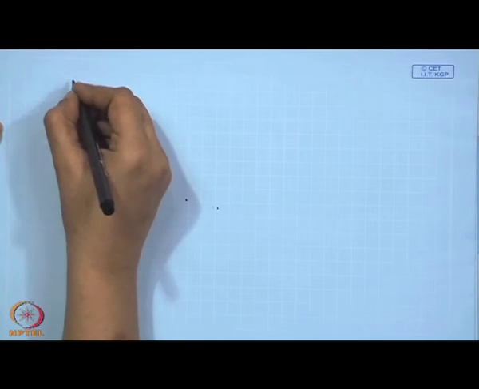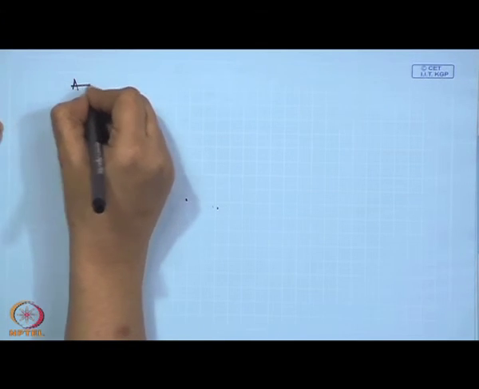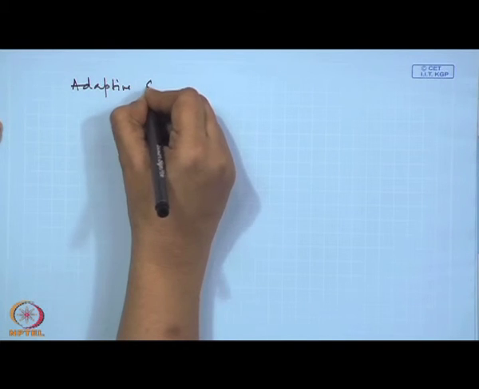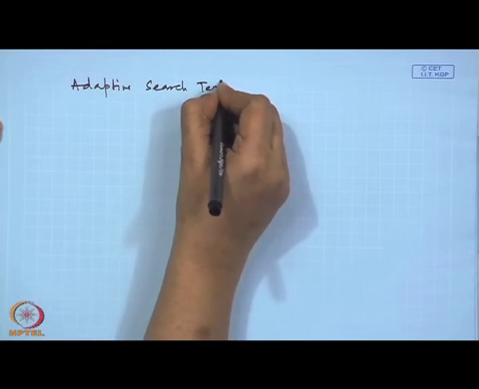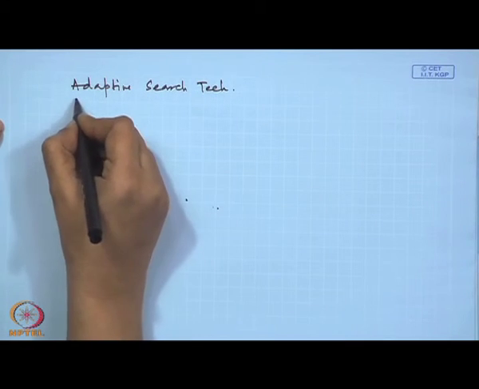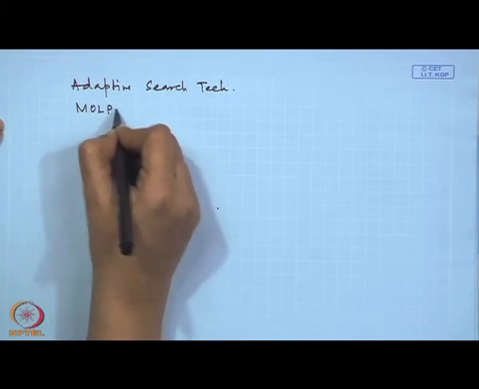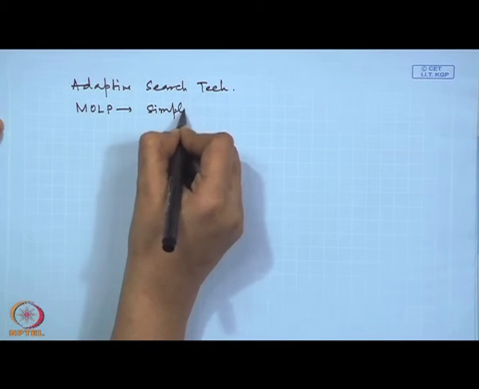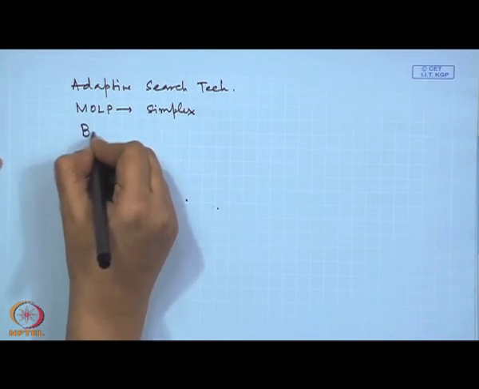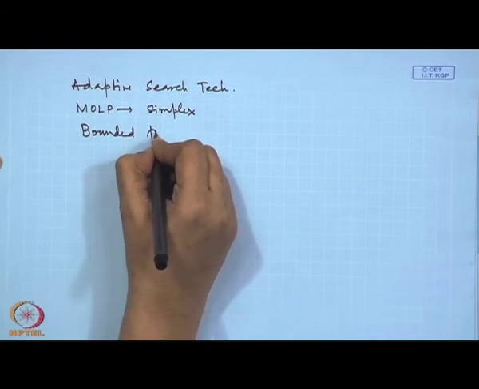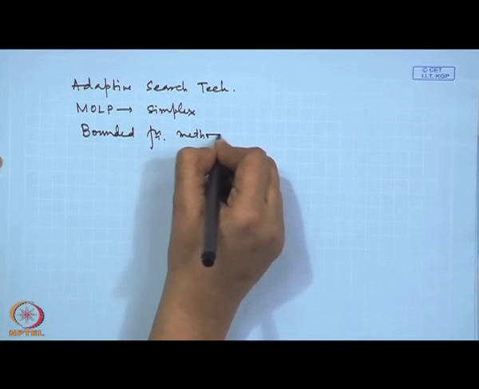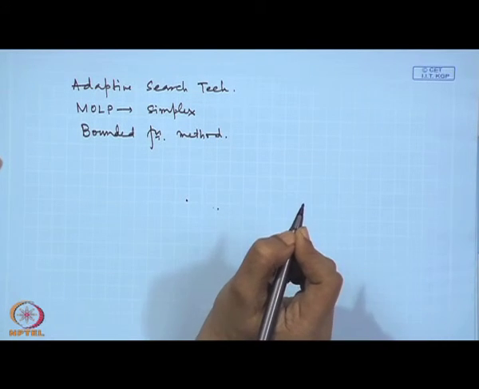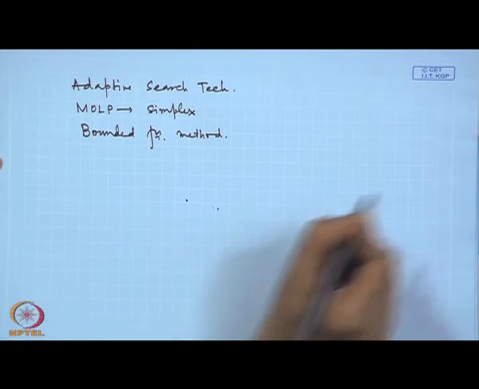But other than this, a few more methods are available. One is the adaptive search method, a searching technique we adopt in multi-objective problems. We also have the multi-objective linear programming simplex algorithm. We have the bounded function method. Nowadays, we are also considering evolutionary algorithms, etc.